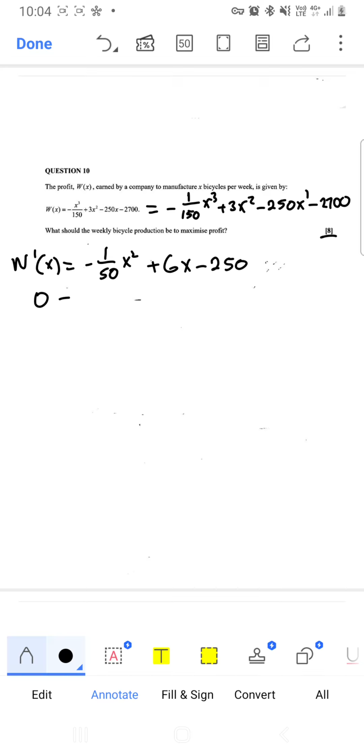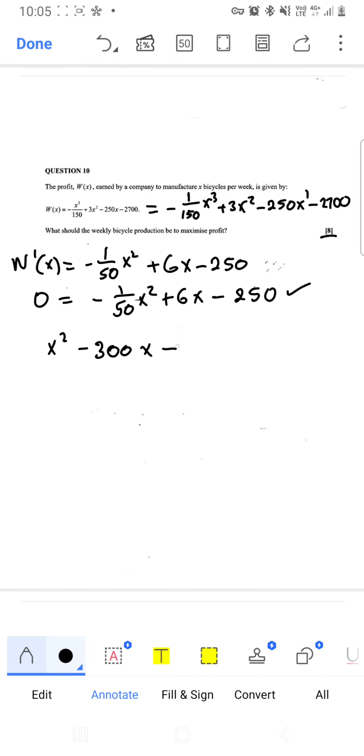Now we have to solve for x, right? We equate this to 0. And then we divide the terms of this equation by the coefficient of x squared term, which is negative 1 divided by 50. And then we get x squared minus 300x plus 12,500, and this is equal to 0.